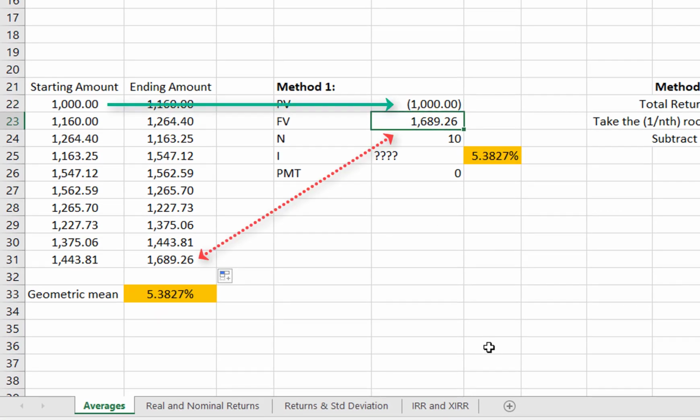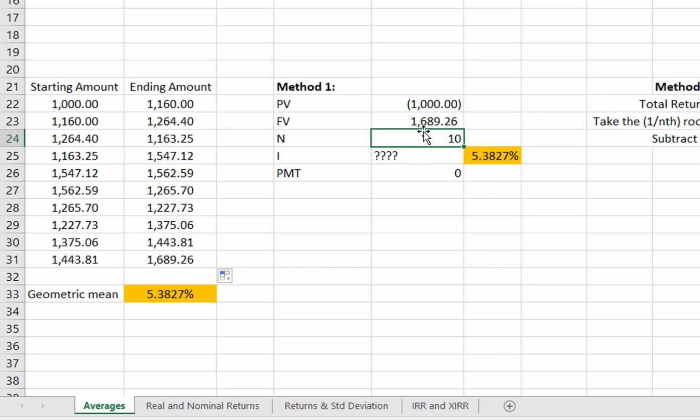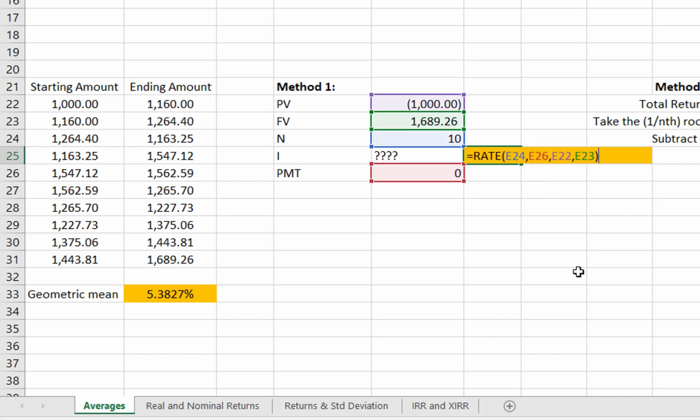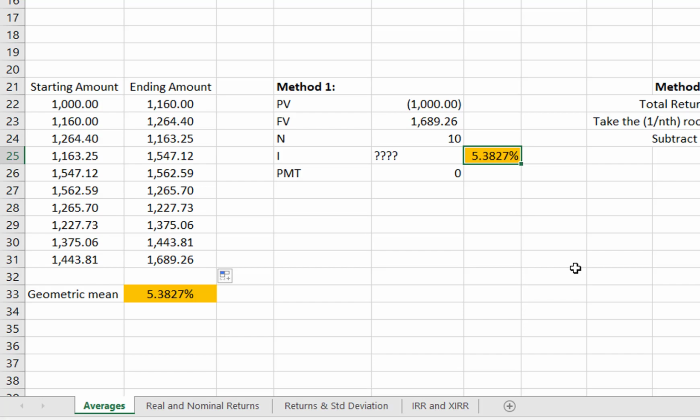So you've already seen this calculation. We're just solving for a rate. We're solving for an annual rate in this case. That's the periods that we're dealing with. So we've got 10 of those, and we just use the rate function, highlight all of our inputs, and solve for it. Click enter, and we get 5.3827%. That is the geometric average rate of return.